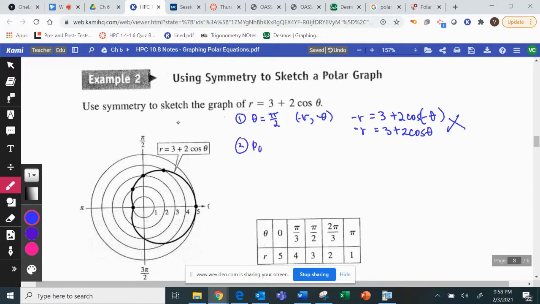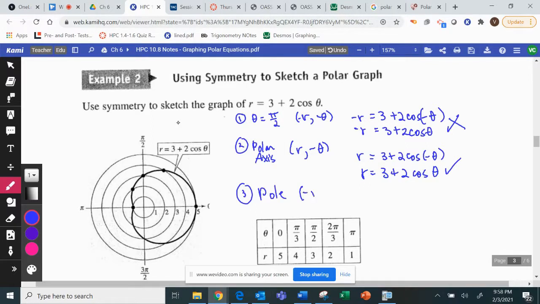So now I'm going to try the polar axis. And so for the polar axis, I'm going to use r, negative theta. When I plug that in, I will get r equals 3 plus 2 cosine theta using my identity from chapter 5, and that is the original. And then the last one is we're going to try the pole. We'll replace with -r, theta. And there's no way to make that equivalent. So that does not have symmetry about the pole. So really all you have to do is find a few points. And from there, it's symmetric around the polar axis.